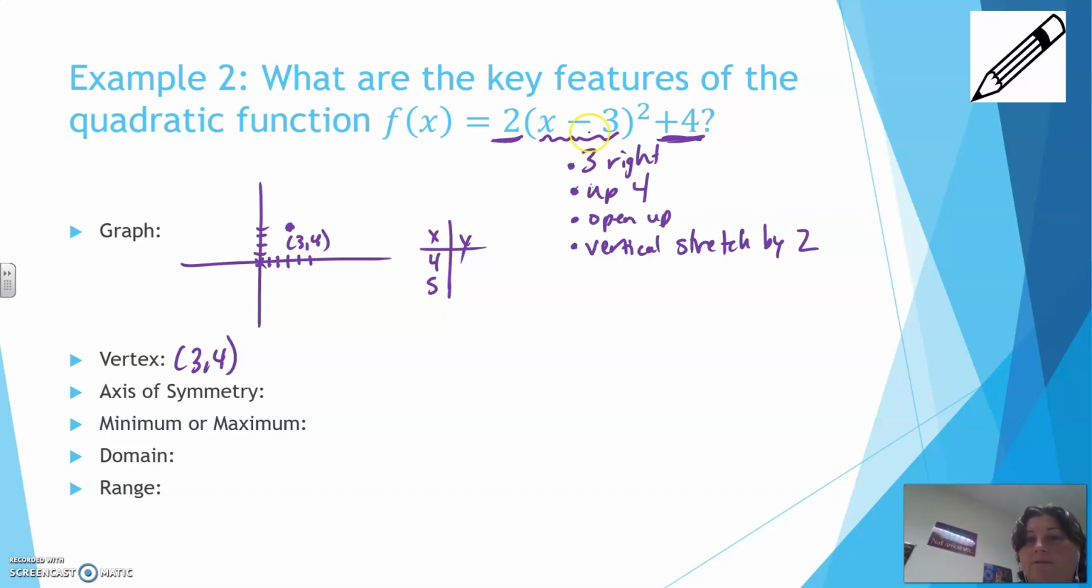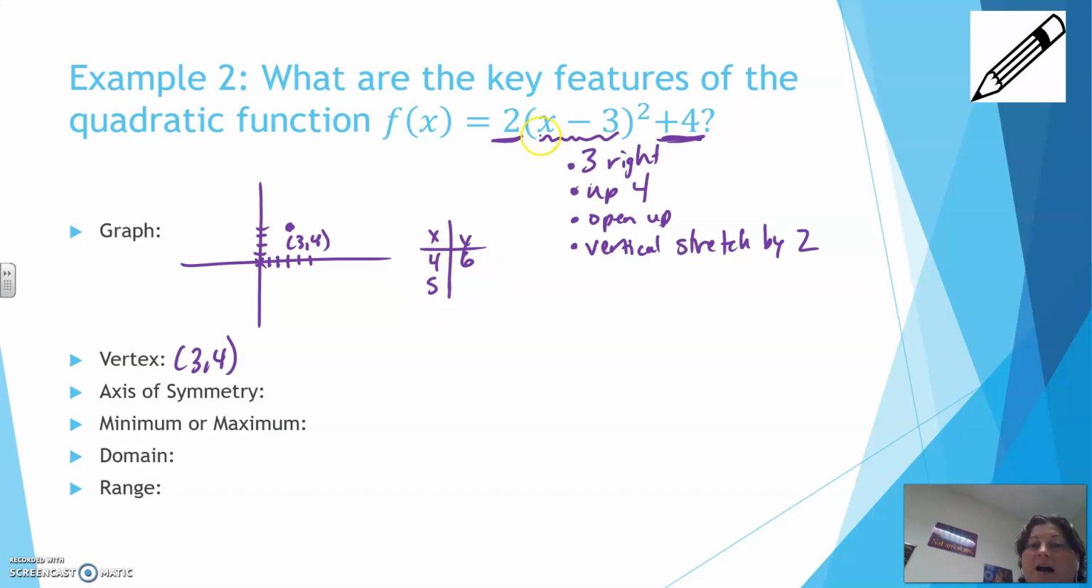Plug 4 back in, I get 4 minus 3 is 1. 1 squared is 1, times 2 is 2, plus 4 is 6. So it is important that you do the correct order of operations. You obviously can always type it into a calculator too, but you'll see that I can do it pretty quickly if I follow the right order.